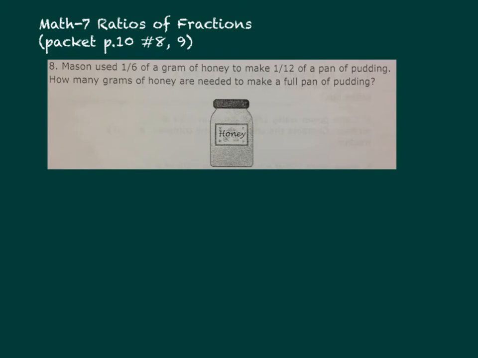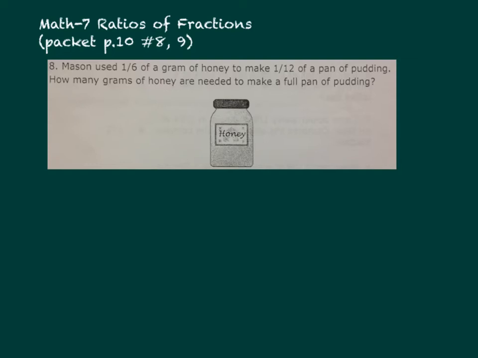Okay, so this topic is ratios of fractions, and this is from the packet, page 10, number 8, and I will also talk about number 9. Okay, look at this question. Mason used 1/6 of a gram of honey to make 1/12 of a pan of pudding. How many grams of honey are needed to make a full pan of pudding?